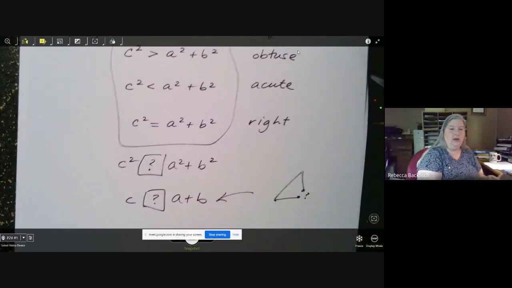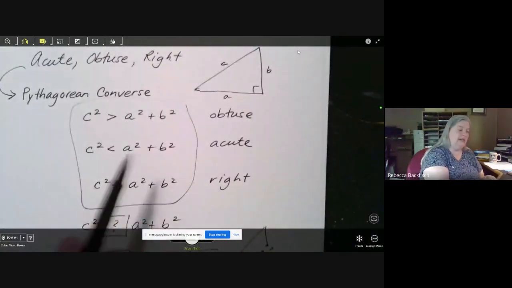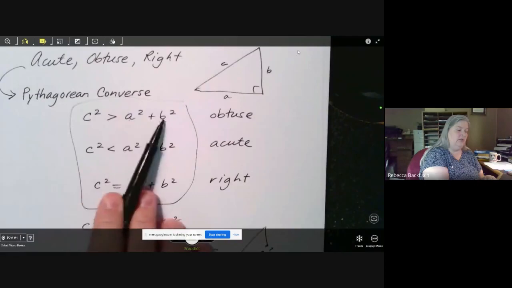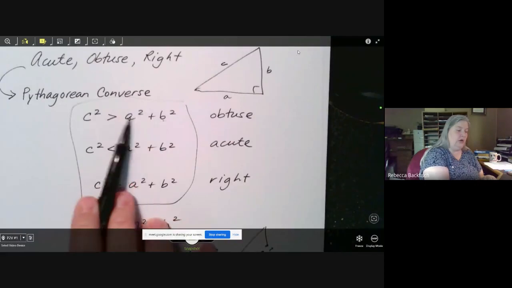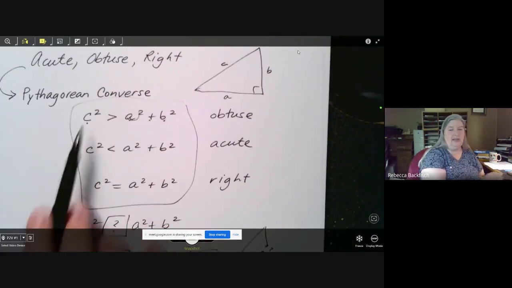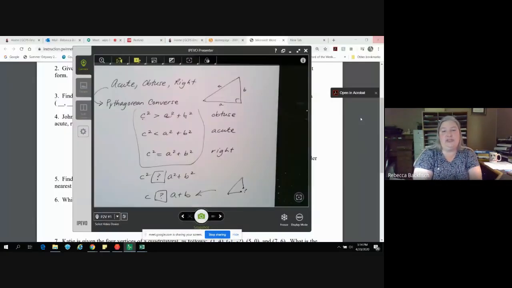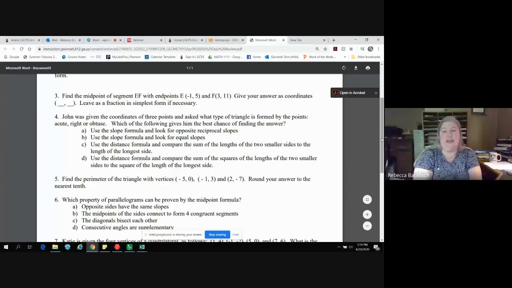Okay, but to find out whether it's acute, right, or obtuse, this is what we need to do. So we need to take the lengths of the smaller 2 sides squared and add them together. So the sum of the squares of the lengths of the smaller 2 sides, and then compare that to the square of the length of the larger side. So it's basically just a verbal statement of the Pythagorean Converse. That's what D is.